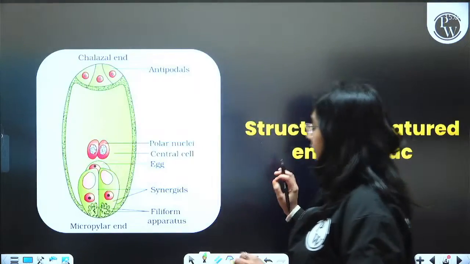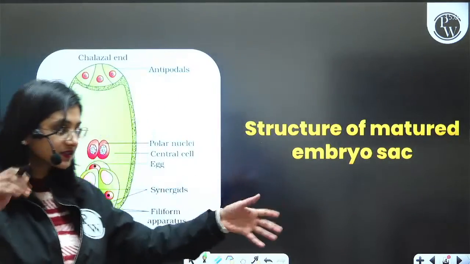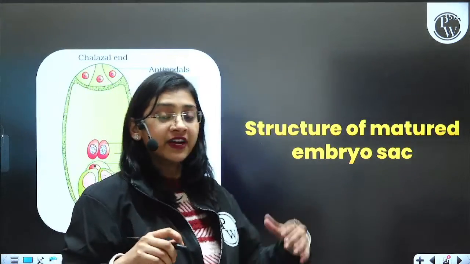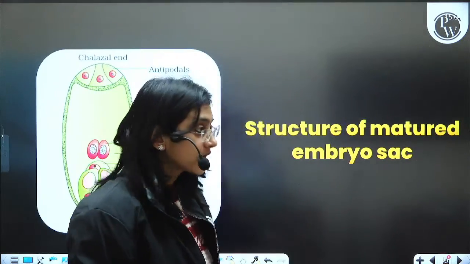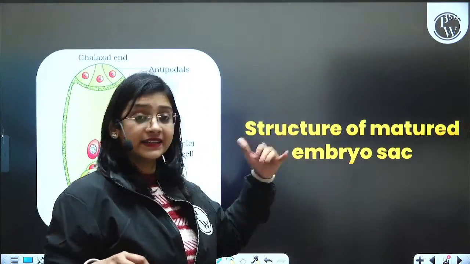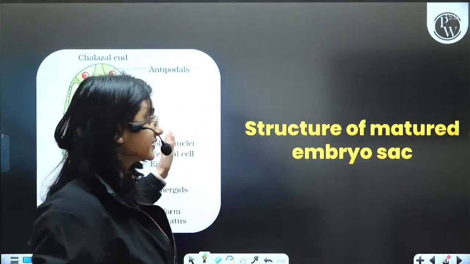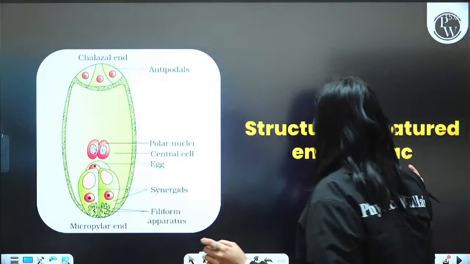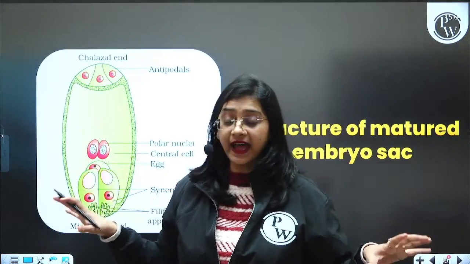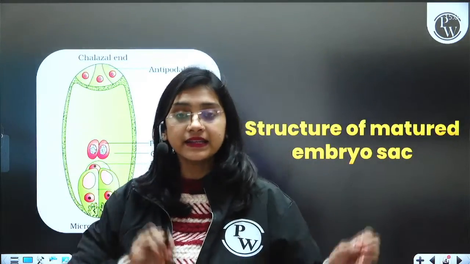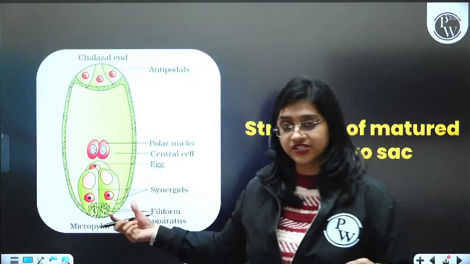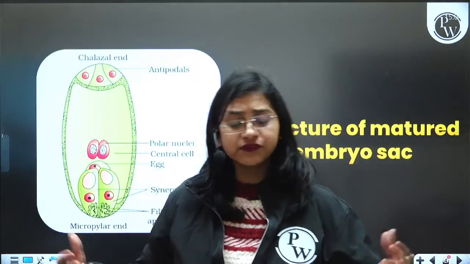My dear students, if you see the previous three question papers, the SQP as well as the question paper of 2022-2023, you see that either directly or indirectly they have asked you to draw the diagram of the structure of the matured embryo sac. They wouldn't have asked directly, but indirectly, when they ask you to explain the embryo sac, you have to draw the structure of the embryo sac as well, because it's biology.